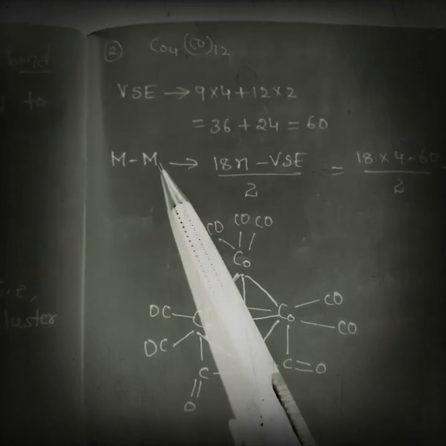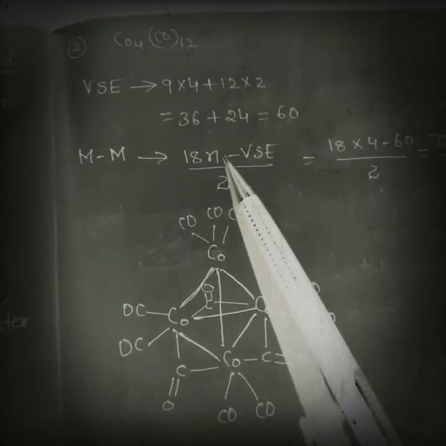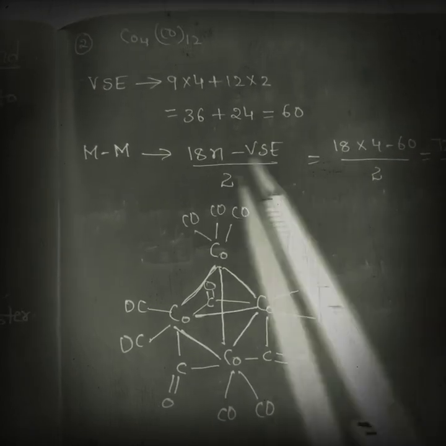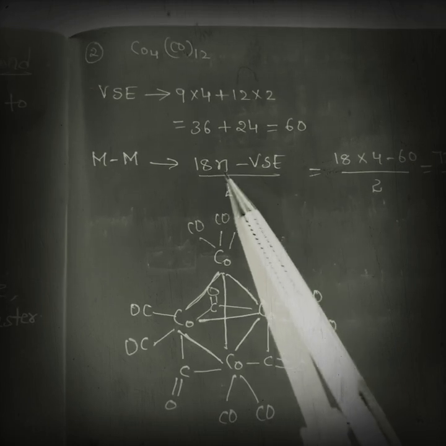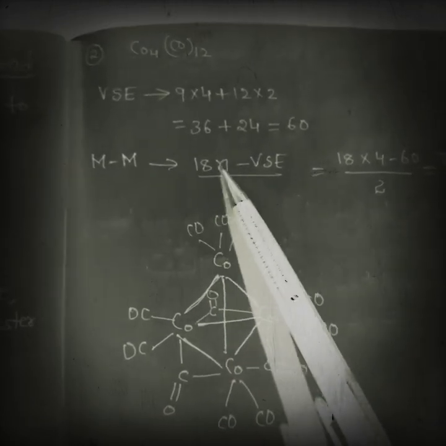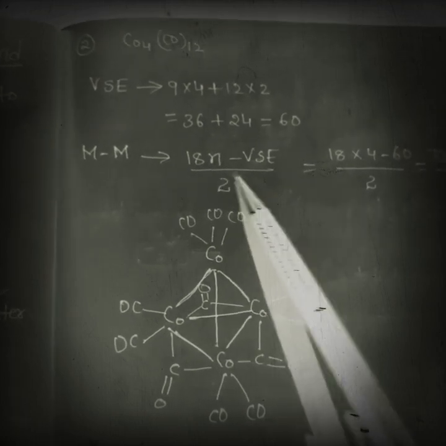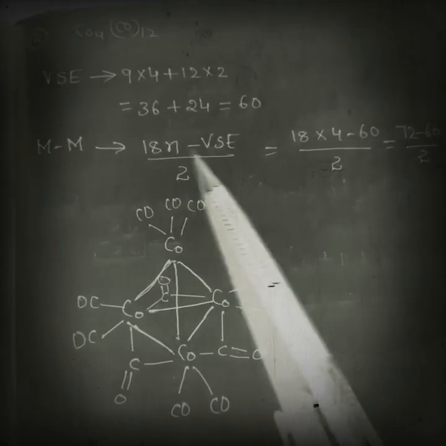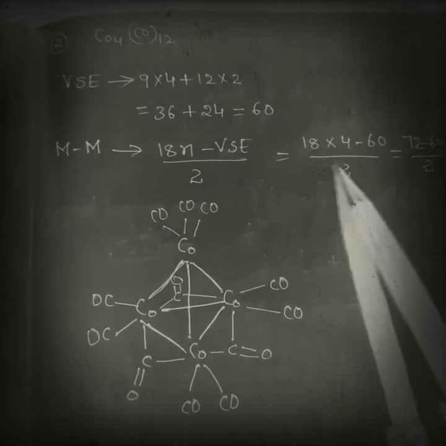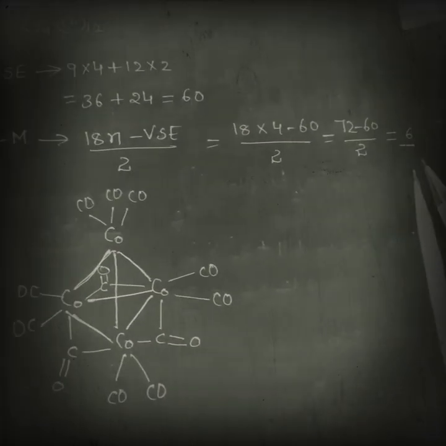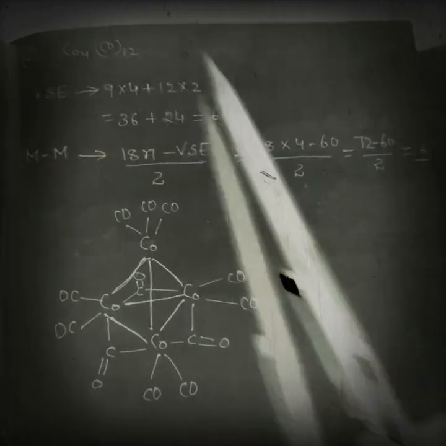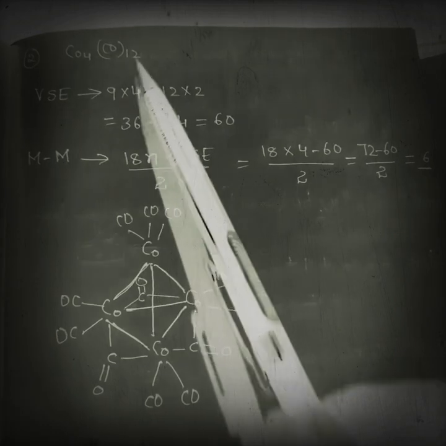Next, metal bonds. (18n minus valence shell electrons) by 2. 18 into n, n means the number of metals in the cluster. Here they have given 4, so in place of n we have to substitute 4. So 18 into 4 minus valence shell electrons, already we have calculated, right? 60, by 2. Here we will get 6. So it indicates that within this cluster 6 metal to metal bonds are present.